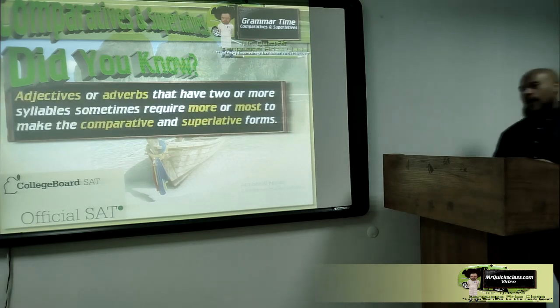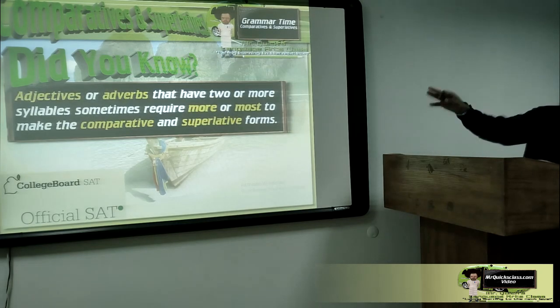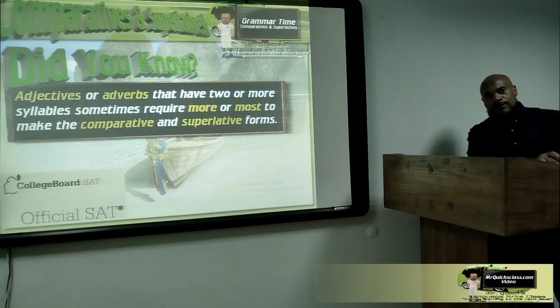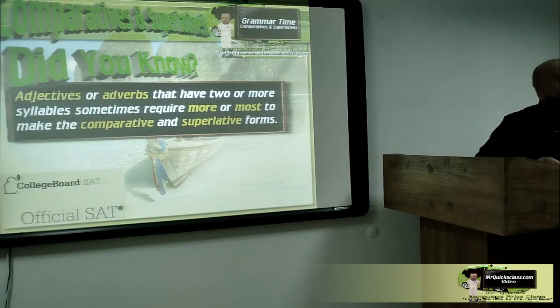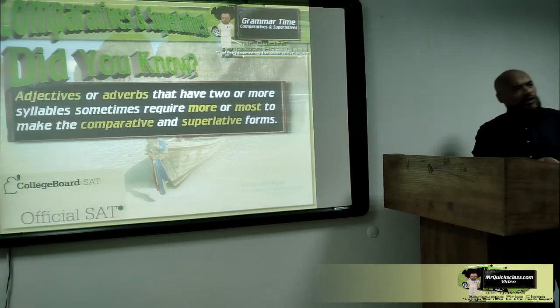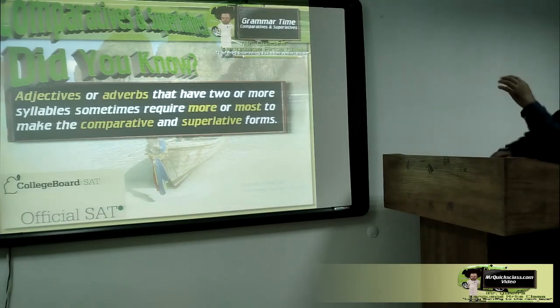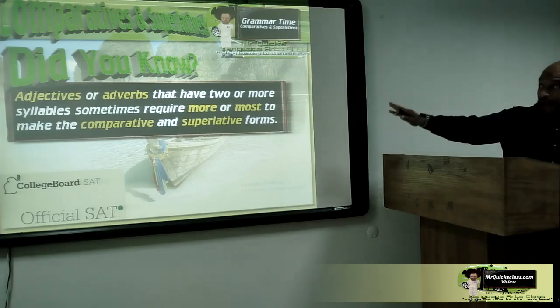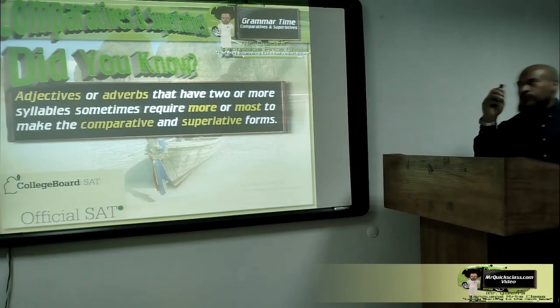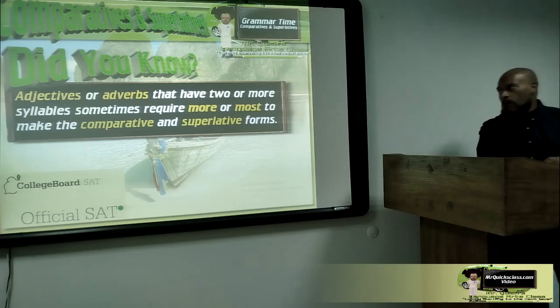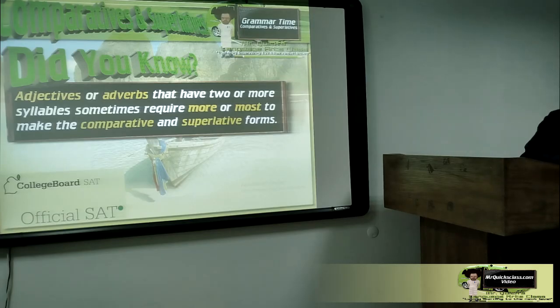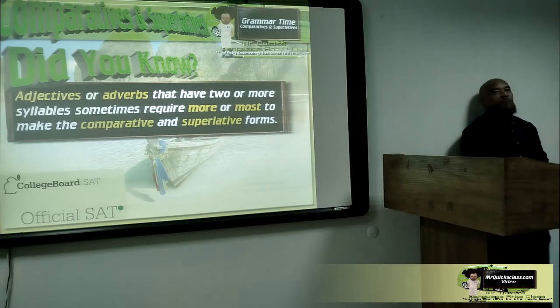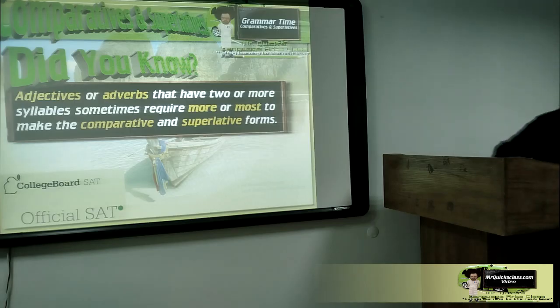Did you know, you might want to write this down, or if you're not interested in getting past any tests in the future, forget about it. You don't have to write this down. Adjectives and adverbs that have 2 or more syllables sometimes require more or most to make the comparative and superlative forms. I hope you know that, because that's kind of what we just talked about.